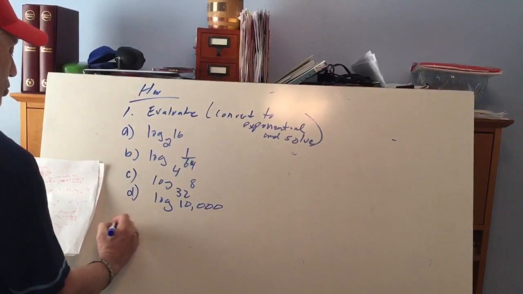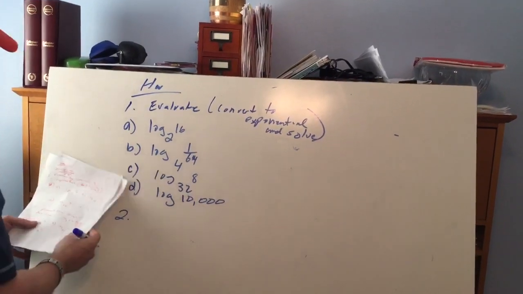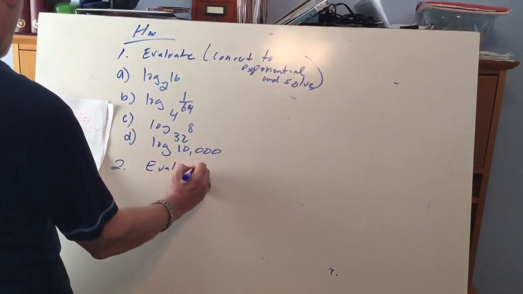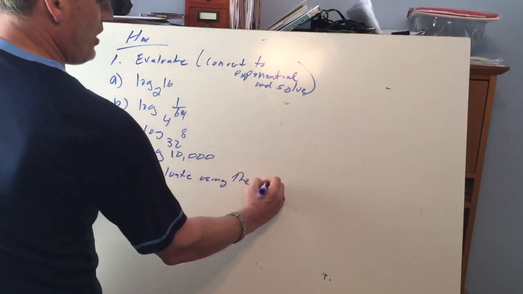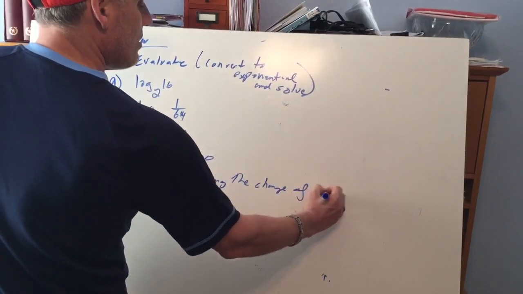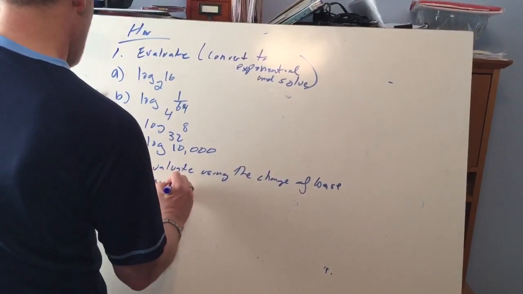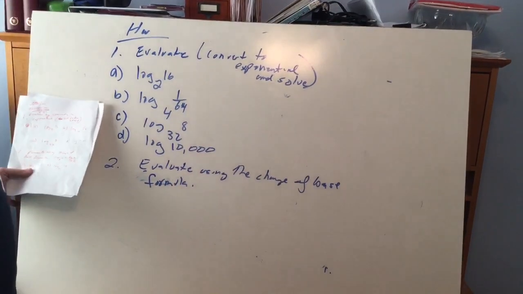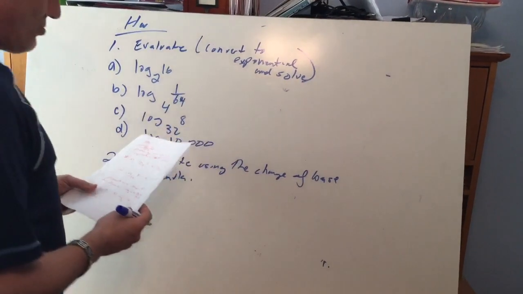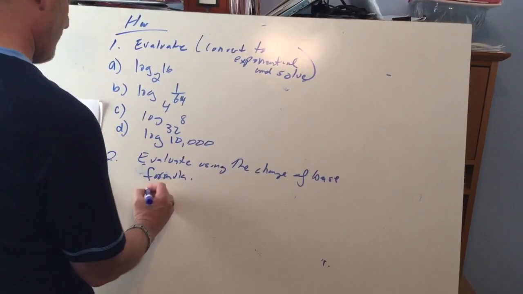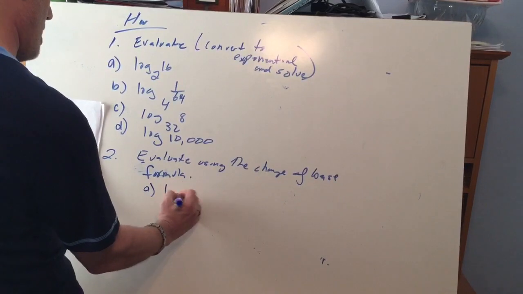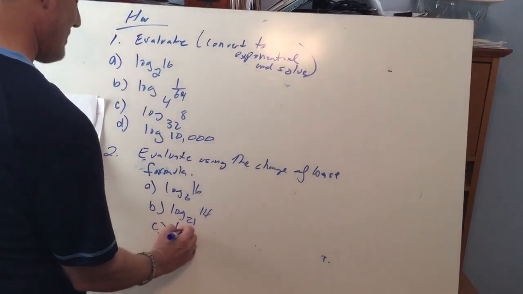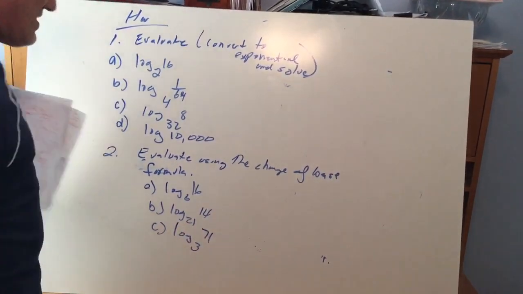Then number 2, which won't take you longer than about 3 minutes, a minute a question. All you have to do is put it in your calculator. With number 2, I want you to evaluate using the change of base formula, which I just taught you. My writing doesn't get any better now that I'm home either, guys, so get used to it. You're going to do log base 6 of 16, log base 21 of 14, and last but not least, log base 3 of 71.